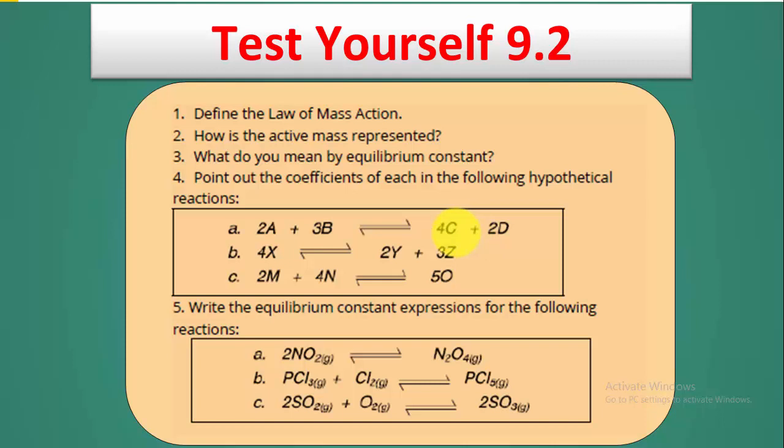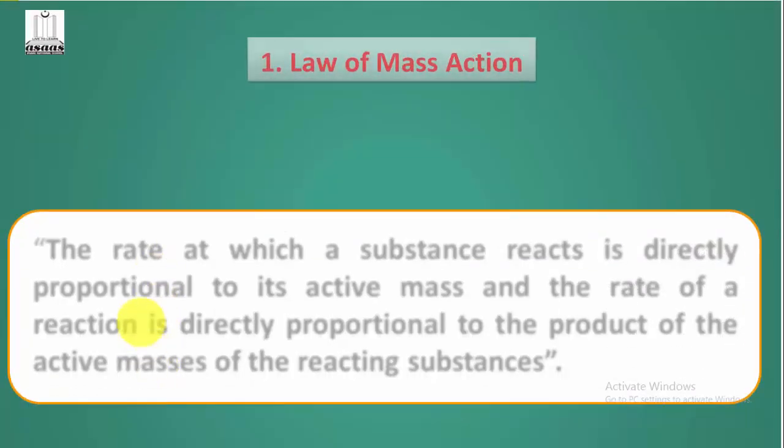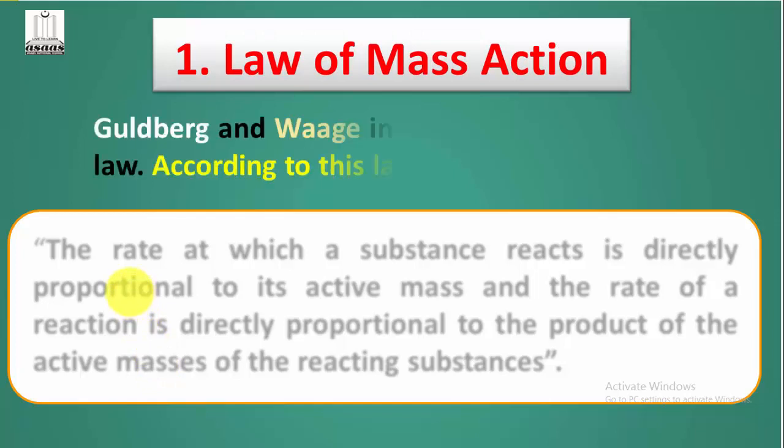Question number 5. Write the equilibrium constant expression of the following reactions. Dear students, there is no need to derive the equilibrium constant expression as we did in the examples. Just write Kc, that is equal to the product of the molar concentrations of the products raised to the power of their coefficients over the product of the molar concentrations of the reactants raised to the power of their coefficients. We repeat the law of mass action definition as it is the first question of Test Yourself 9.2.